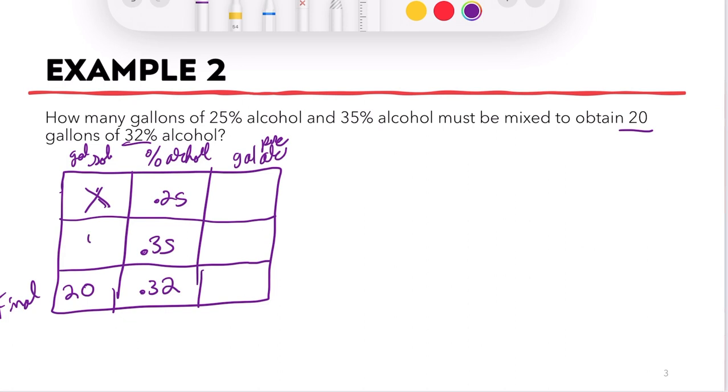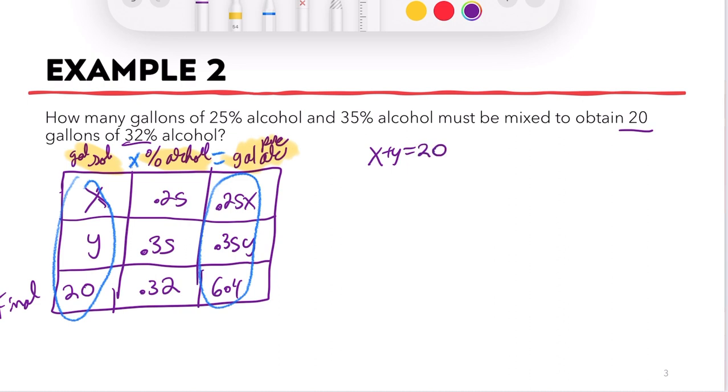There were no variables really jumping out at me. So now I have to multiply across, because if I take my gallons of solution times my percent alcohol, that's going to give me the gallons of pure alcohol. So X times 0.25 is 0.25X, Y times 0.35 is 0.35Y, and 20 times 0.32 is 6.4. Again, this first column and my last column are my equations. I have X plus Y is 20, and 0.25X plus 0.35Y is 6.4.